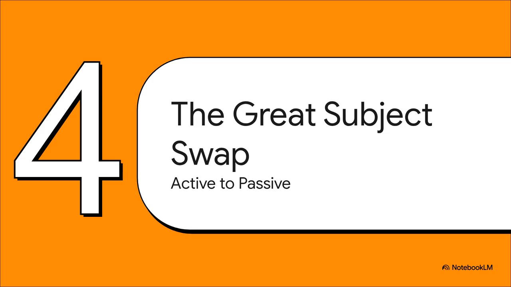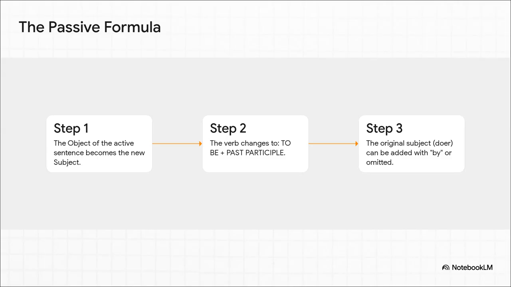Let's break it down. And what's so cool about this is just how simple it is. Seriously, it's a reliable three-step recipe. Step one, you take the object from the active sentence, the thing that received the action, and you make it your new subject. Step two, the verb changes. It always becomes some form of the verb to be plus what's called the past participle of the main verb. And step three, the original doer, you can tack them on at the end with by or just leave them out. That's it. That's the whole move.